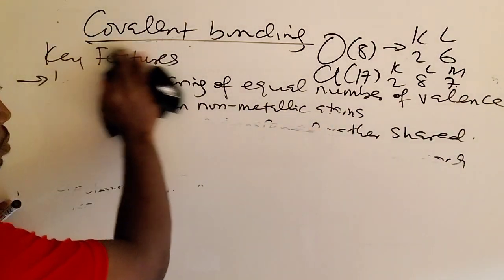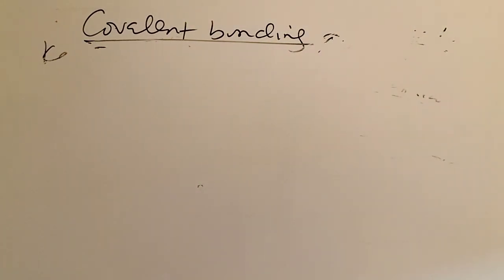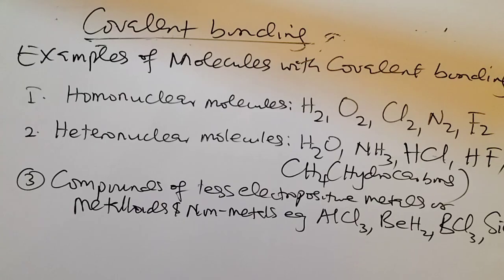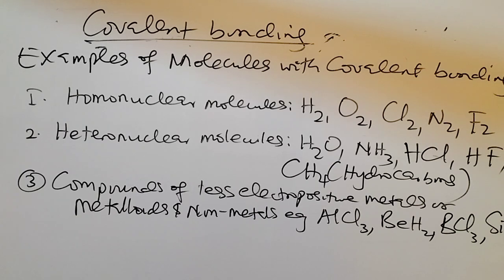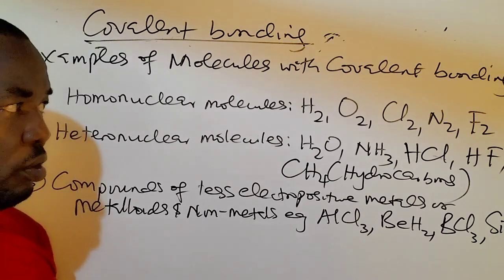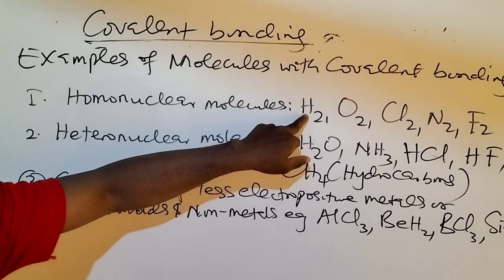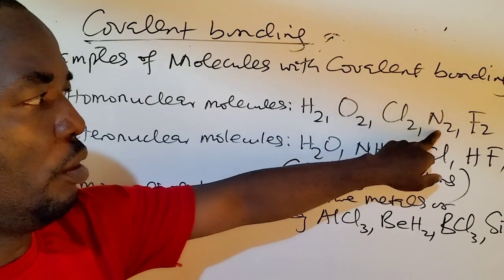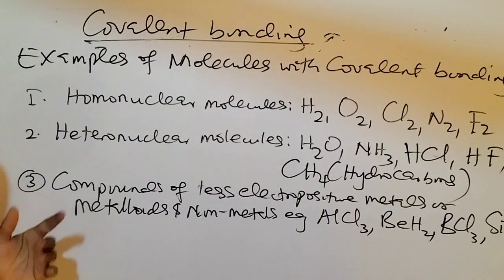So what are the examples of substances that possess covalent bonding? Let's look at examples of molecules with covalent bonding. As I said before, covalent bonding occurs in molecules of non-metals. The first example are homonuclear molecules, that is, molecules that consist of similar atoms: hydrogen H2, oxygen O2, chlorine Cl2, nitrogen N2, fluorine F2. So they all contain similar atoms in a molecule. They are gases, of course.